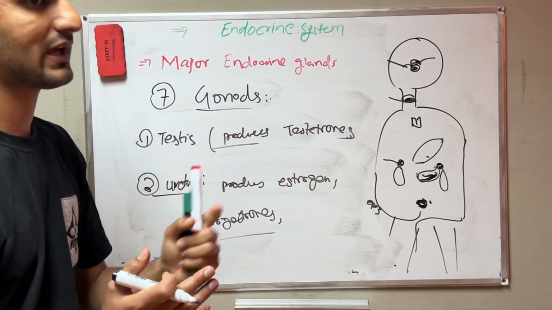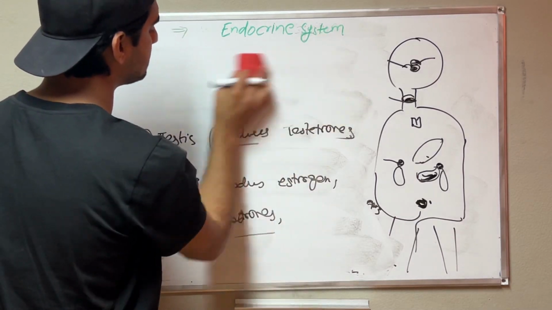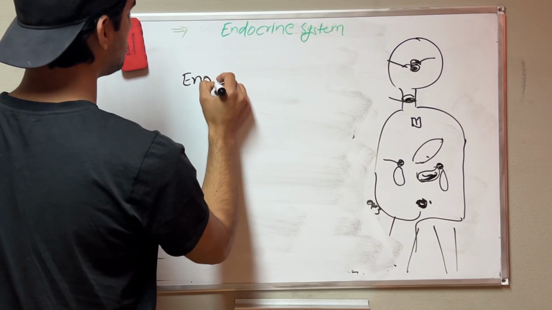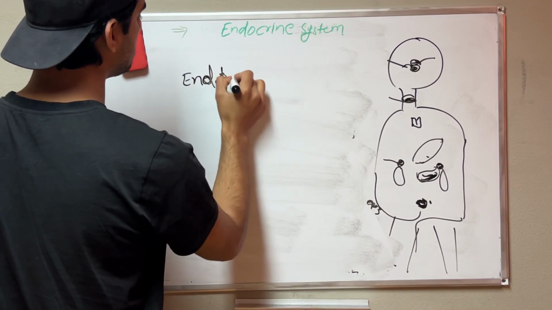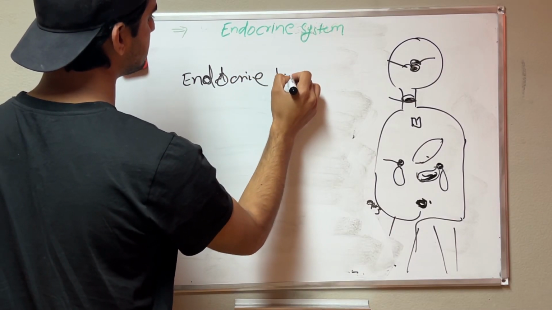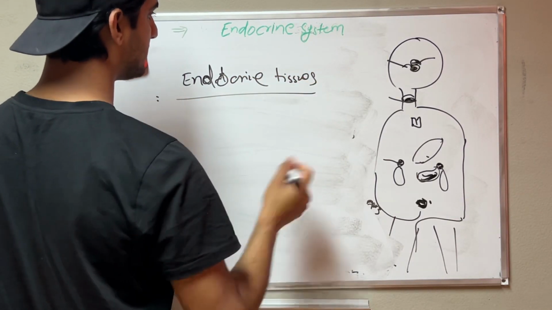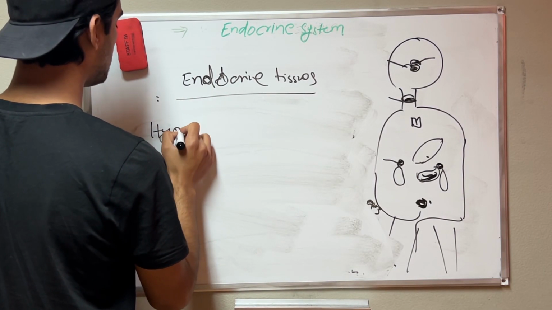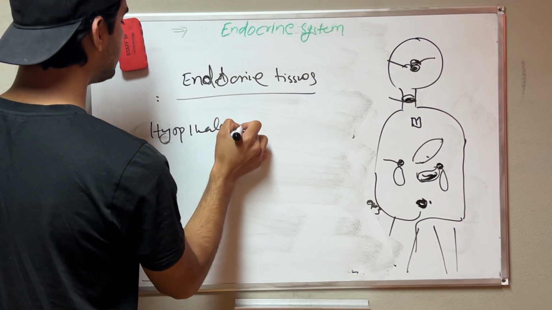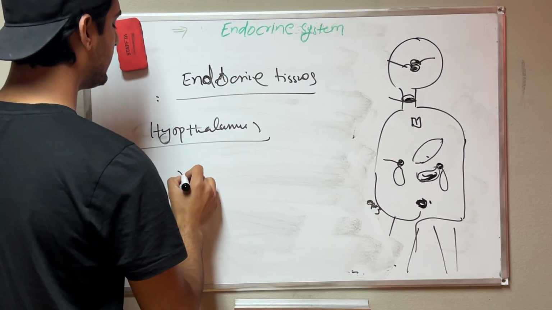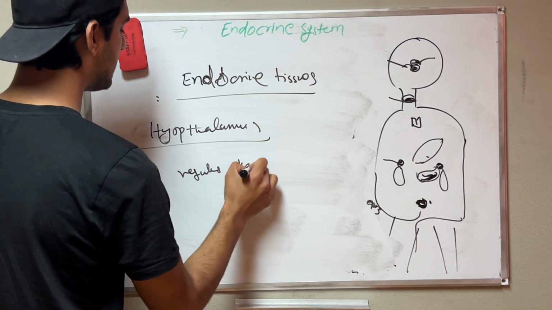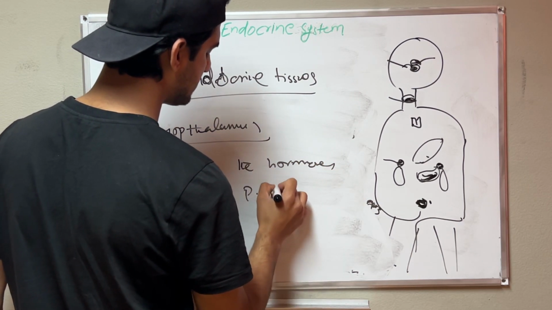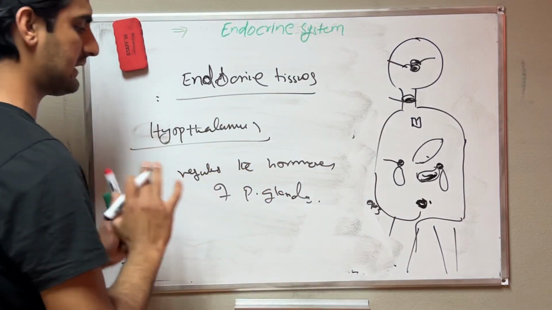Now we have some endocrine tissues. First we start from the thymus. No, from the hypothalamus. I already told you at the start that the hypothalamus regulates the hormones of the pituitary gland, just for understanding.